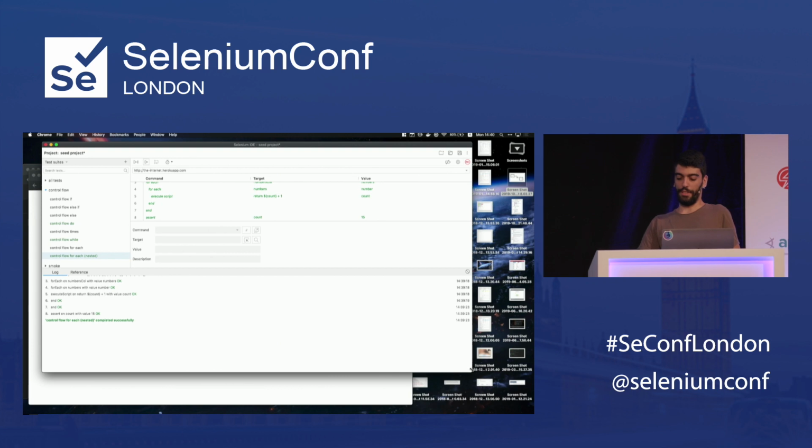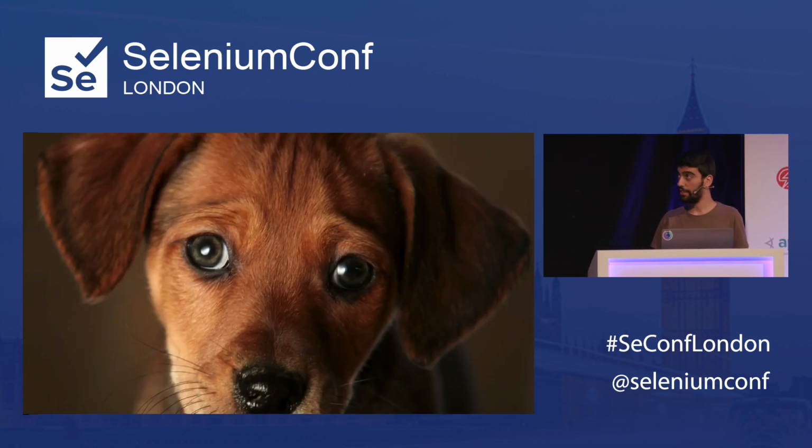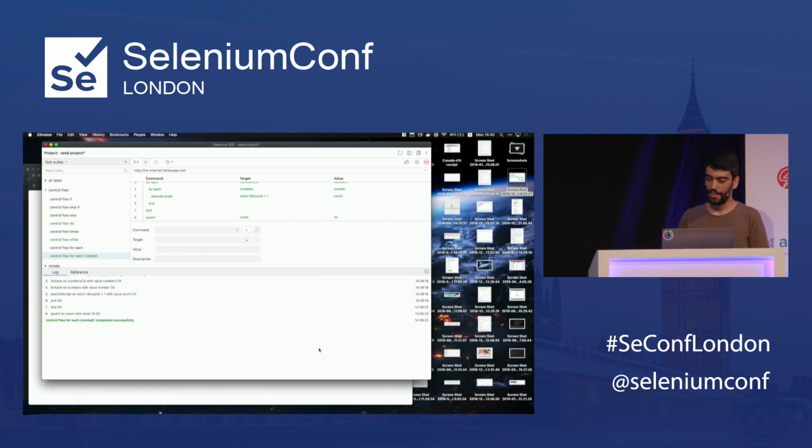I'm running out of topics. Sorry. Let's see. So we've got this puppy. He has great eyes. I love him. Now this one, that's my favorite. You know, she doesn't have corgis anymore. I wanted to see them. Yeah. So back to where we were.